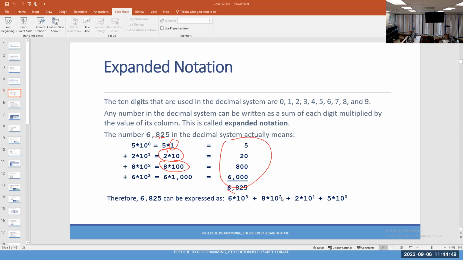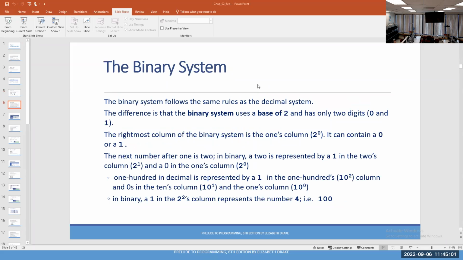You have the 6,825 here. That is base 10. That is base 10 here, right? Now, if you move to the binary system, it is base 2. Base 2 means each digit can only have 2 values, 0 and 1, right? And for the binary system, the way it works is quite the same.